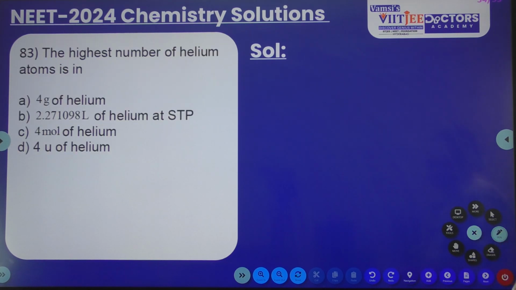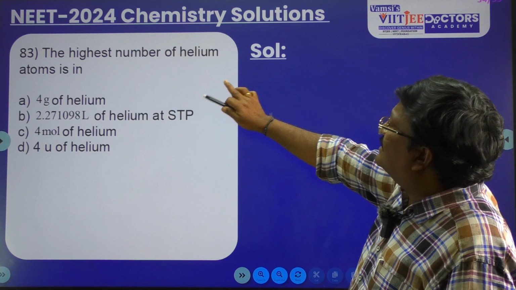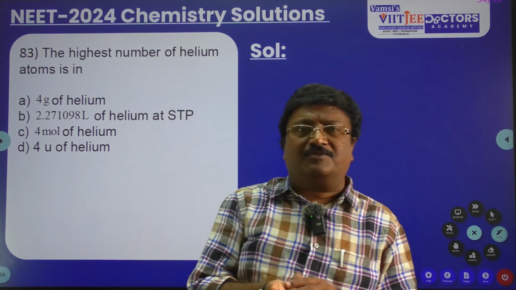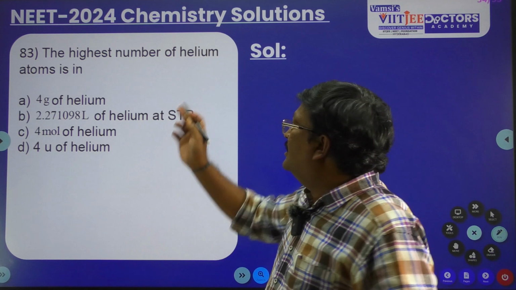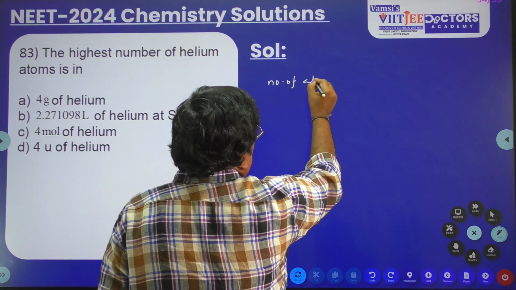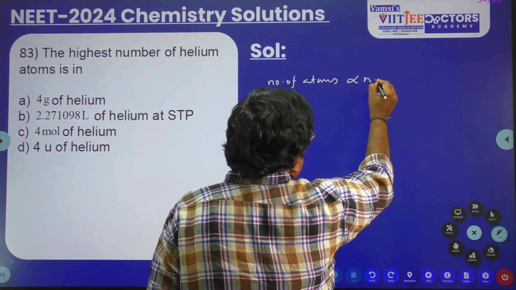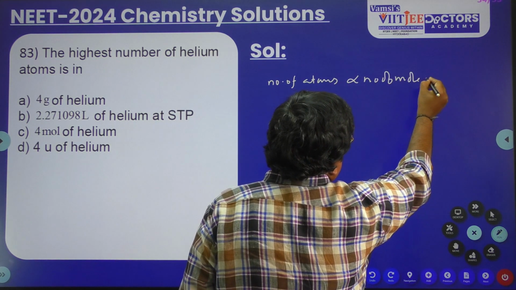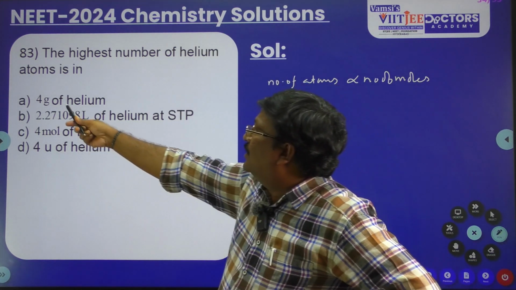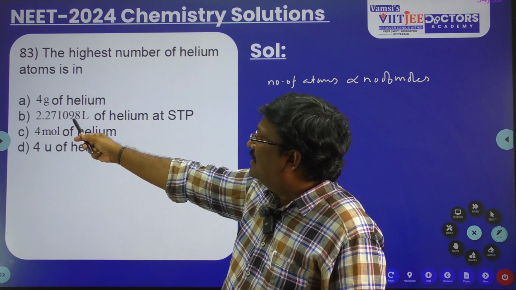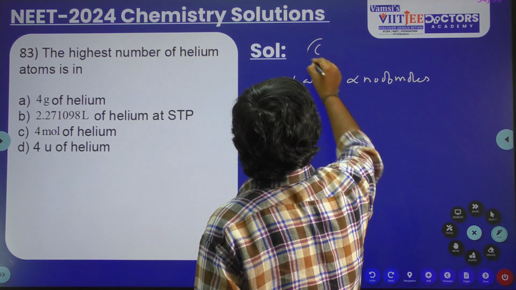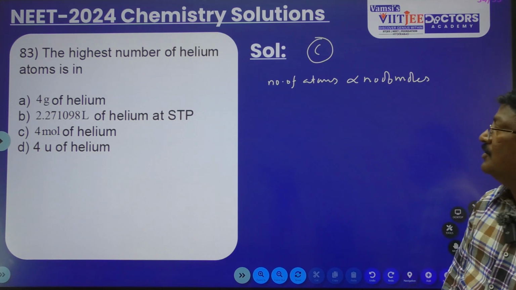And next, the highest number of helium atoms. This is a frequently asked general question, from NCERT. The number of atoms is directly proportional to the number of moles, so you check the number of moles. Here 4 grams of helium means 1 mole. Here also the number of moles is less. 4 moles means C is the option.